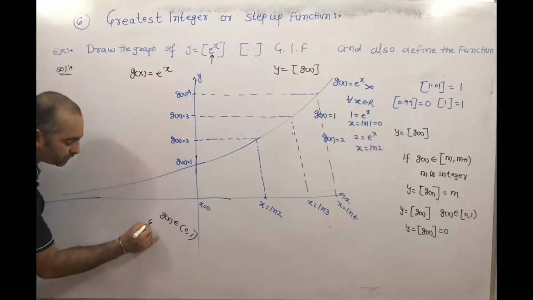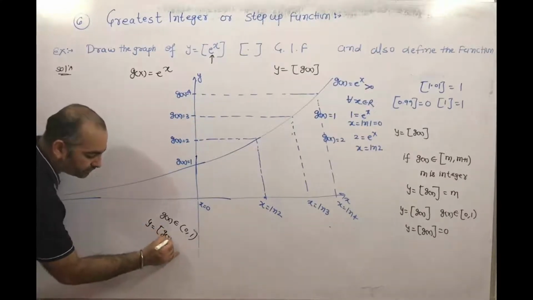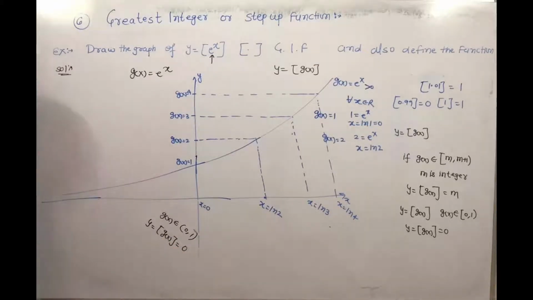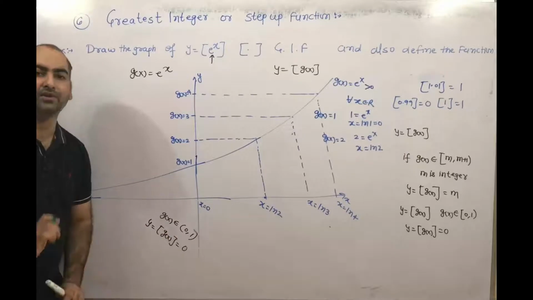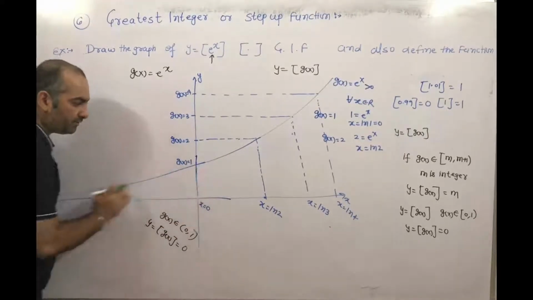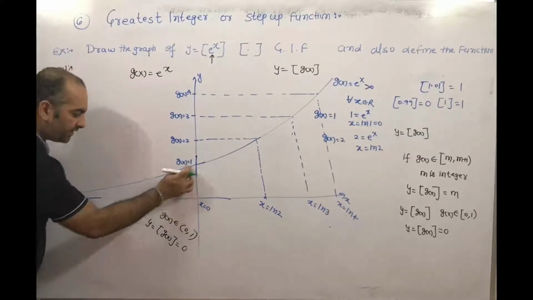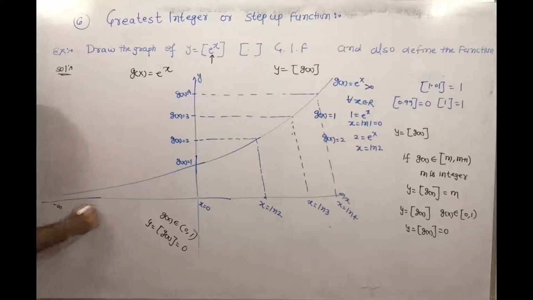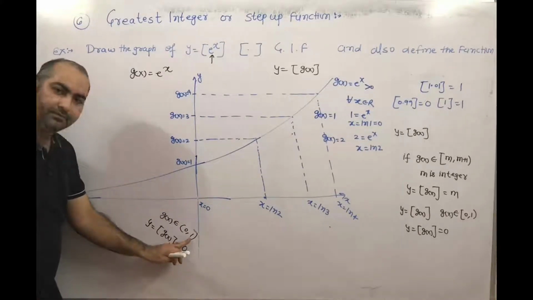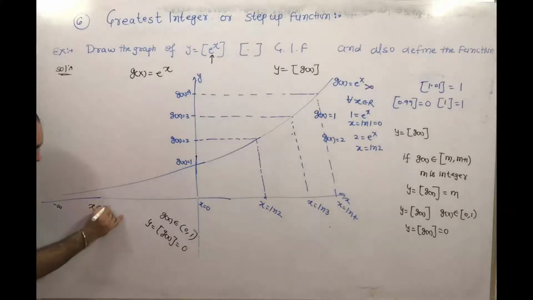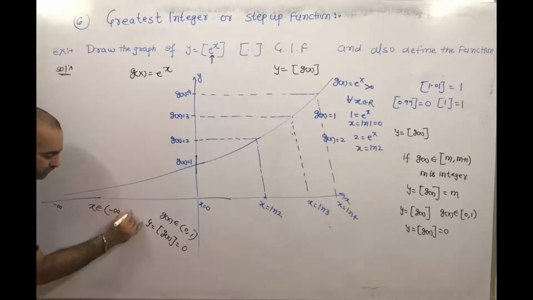So y equals the greatest integer of g(x), what will come? 0 will come. Now you see when g(x) belongs to (0, 1), what will the x value be? With respect to (0, 1) we will see the graph. We are getting this graph, and it is starting from minus infinity and going until here, 0. So g(x) equal to 1 is not included, which means x equal to 0 is also not included. So x belongs to minus infinity to 0, with 0 open.